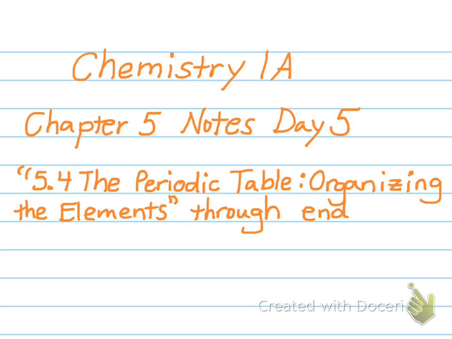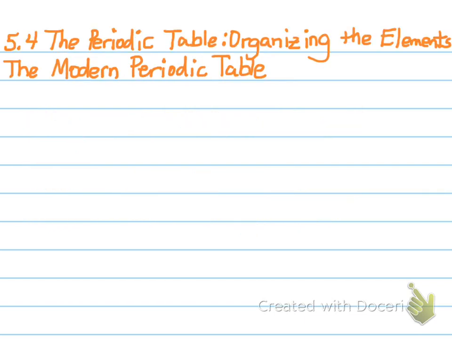We're going to talk today about the periodic table, what information you see on the periodic table, how it is organized, and the different types of elements on the periodic table, and some special names for areas or parts of the periodic table. So we're starting with 5.4, the periodic table, organizing the elements, and the modern periodic table.